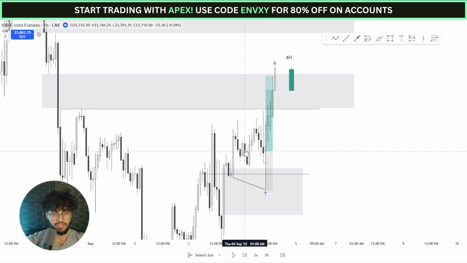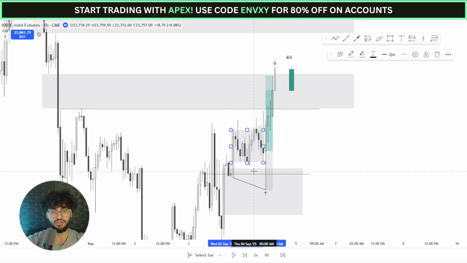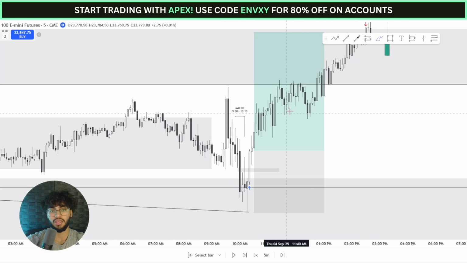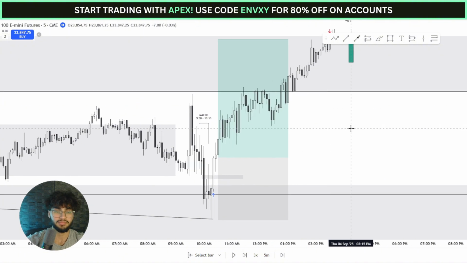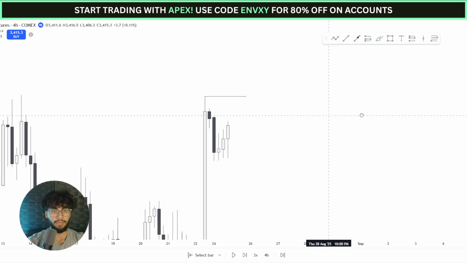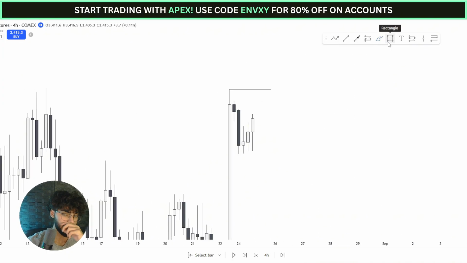So with this SMT, with that accumulation overnight, then we get that manipulation into this unmitigated gap, confirm the reversal with a significant closure, and we take our position and it works out nicely. So now we're on to the third AMD model setup, which is going to be here on gold. Now gold is very interesting because the 10 AM AMD model works very, very nicely on it.